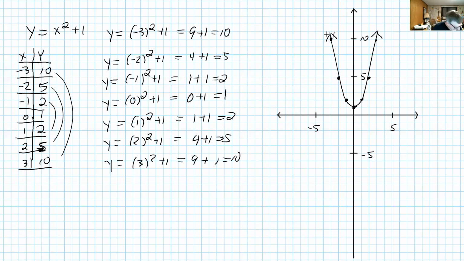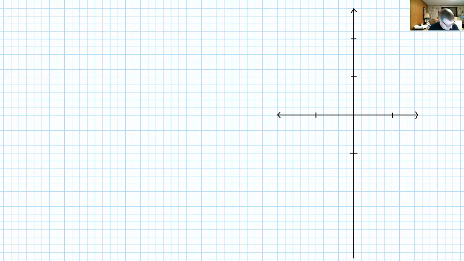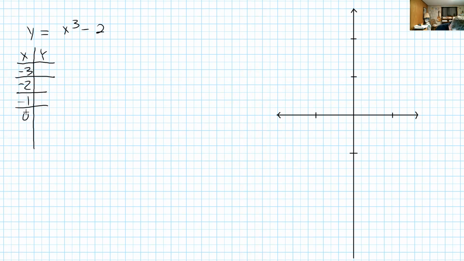Okay, let's take a look at another one of these. So we're going to go to the next page. And we're going to graph y equals x cubed minus 2. Here again, I'm going to make a table of values. And again, I'm going to use -3 to +3.